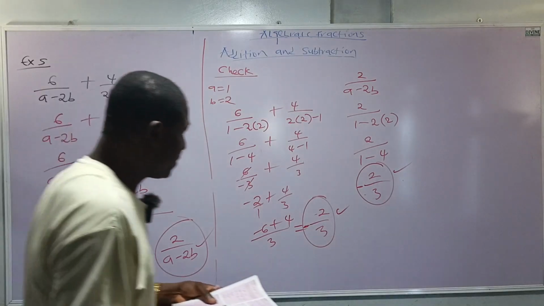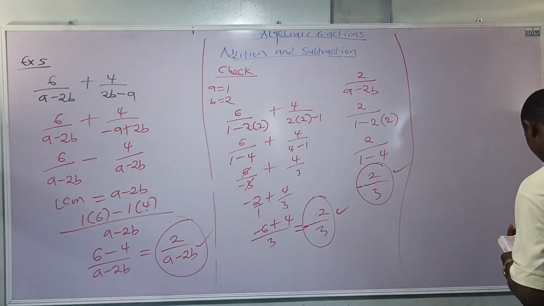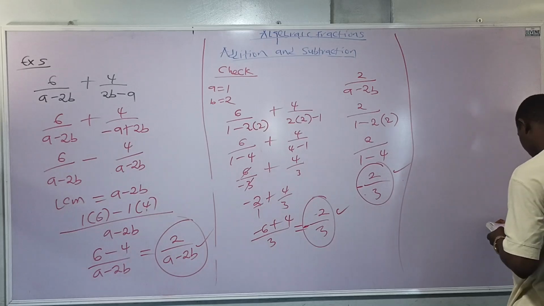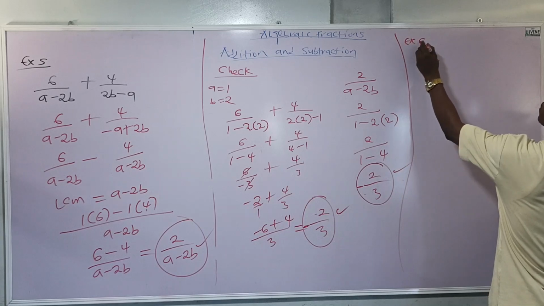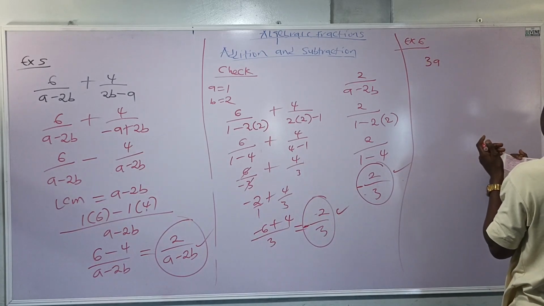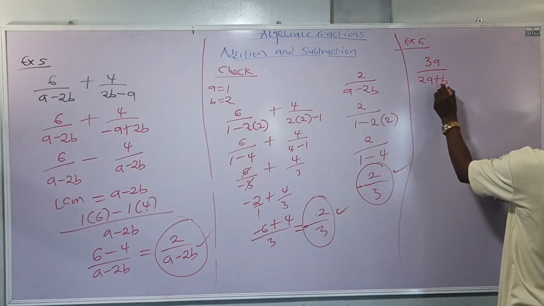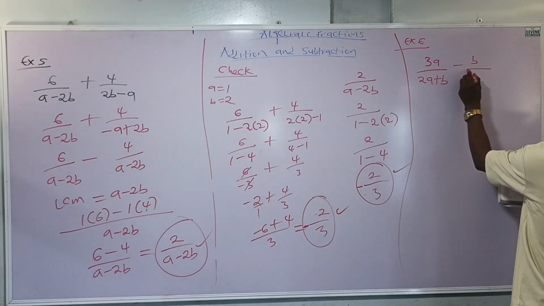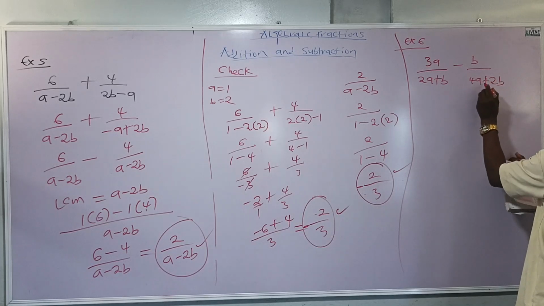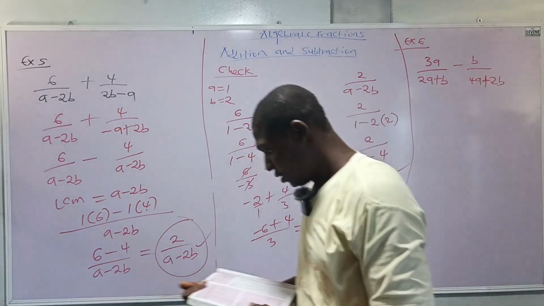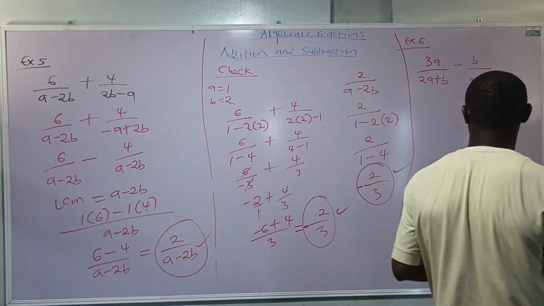So let's move on to the next example. If I have 3a all over 2a plus b, minus b all over 4a plus 2b. Remember, we are simplifying, but this time relating to addition and subtraction.